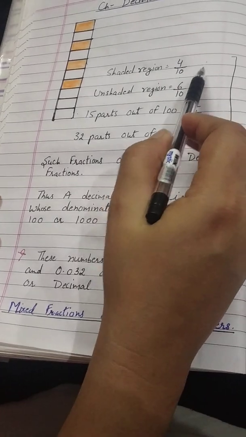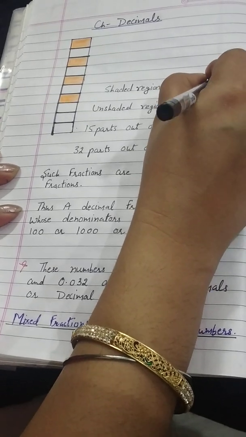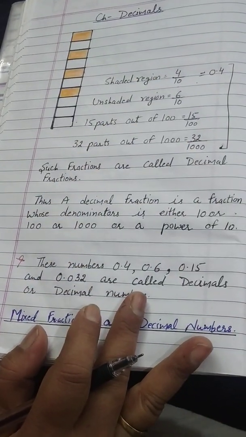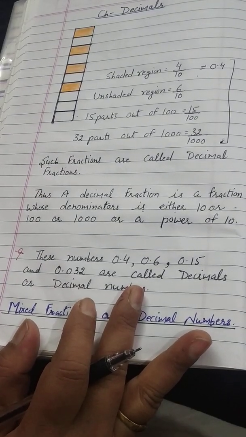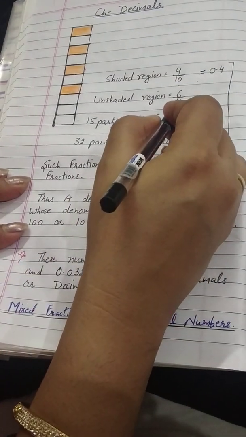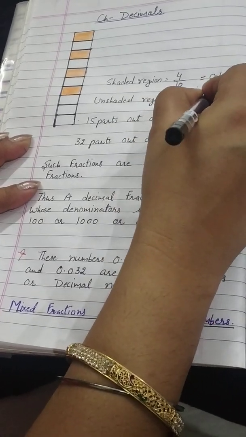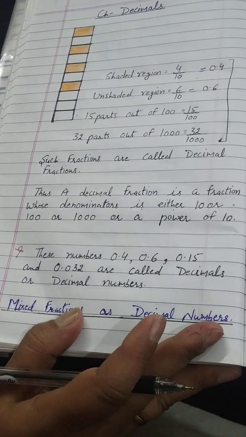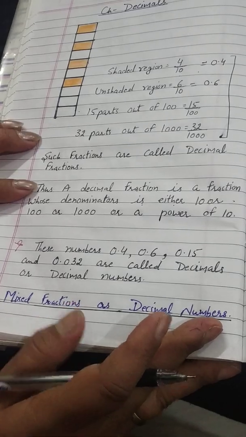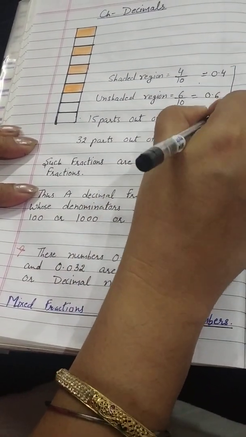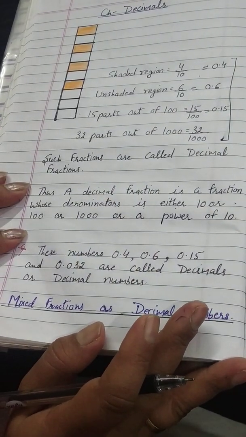Here, 4 upon 10 is represented as 0.4 and read as 0.4. Similarly, 6 upon 10 is read as 0.6. Similarly, 15 upon 100 is represented as 0.15 and it is read as 0.15.